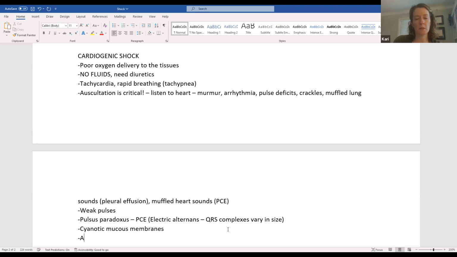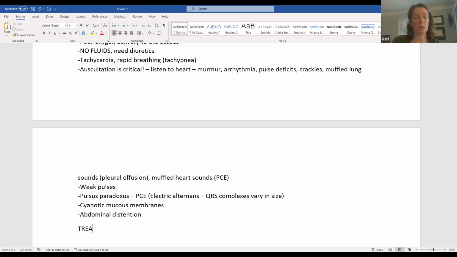Okay, so what's the difference between cardiogenic shock and hypovolemic shock? What's the major treatment here? We said no fluids, right? Usually. What do they need instead?